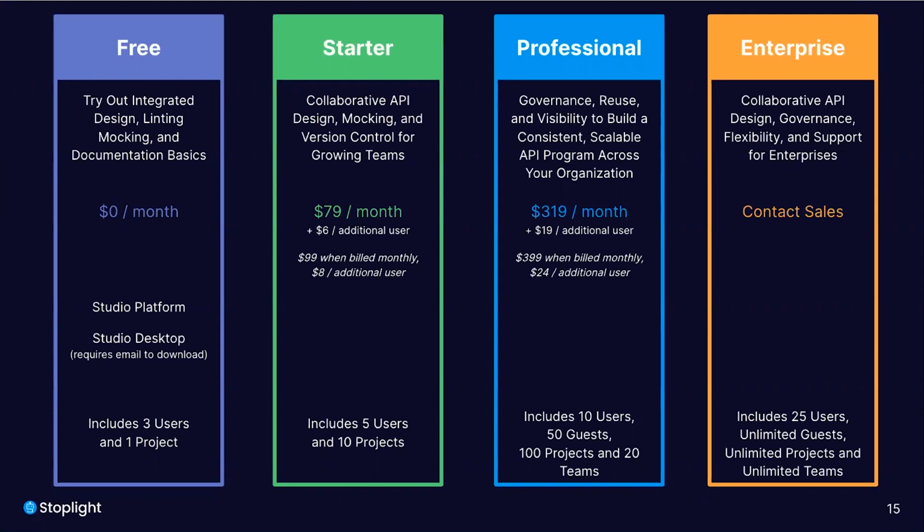Moving to the Stoplight starter plan, your subscription includes 5 users. You can collaborate with up to 10 projects, and it unlocks the approved email domain and custom workspace domain features within your workspace. And you also have the ability to purchase additional user licenses as needed. By leveling up to the Stoplight professional subscription plan, your plan includes 10 users with up to 100 projects, along with 20 teams and 50 guests. So again, you can purchase additional users as needed.